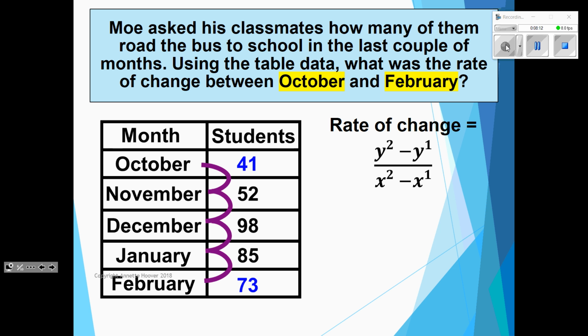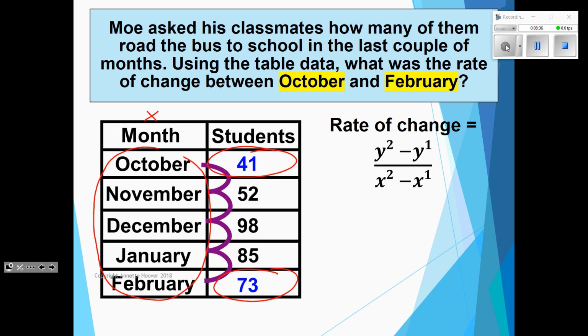Now there's something different about this table. Notice that the first column, which is the x column, doesn't have numbers. It just has months of the year. Mo asked his classmates how many of them rode the bus to school in the last couple of months. Use the table data. What was the rate of change between October and February? So it's telling you to do October and February.